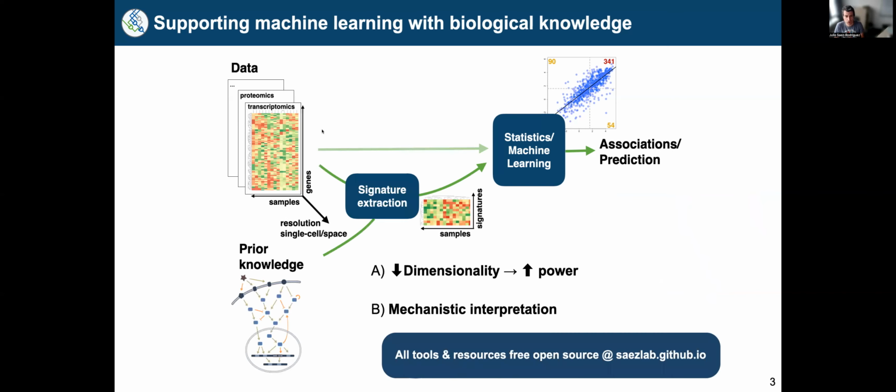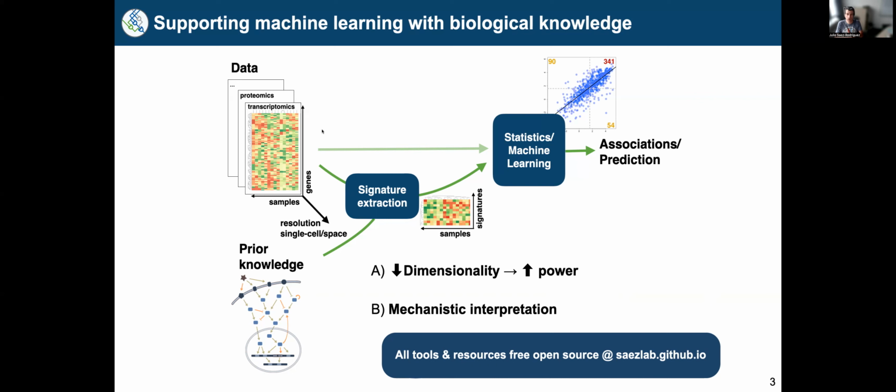So what I want to tell you today is our work on how we use biological knowledge to support this process. And the idea is that rather than bringing the data directly into your favorite machine learning algorithm, you would before extract signatures. The signatures, as I will show you, are, for example, activity of a transcription factor, or particular features that are informative of mechanisms, and they are extracted from the omics data and biological knowledge.